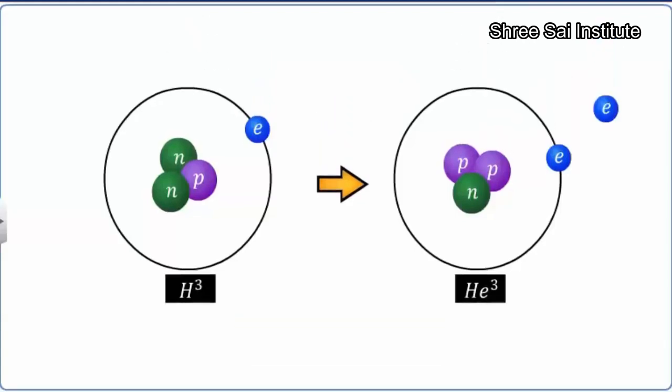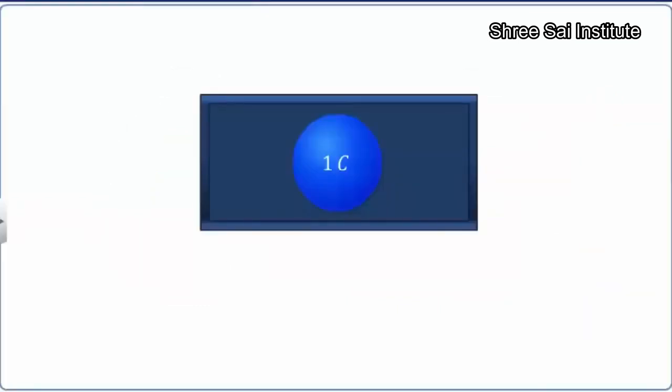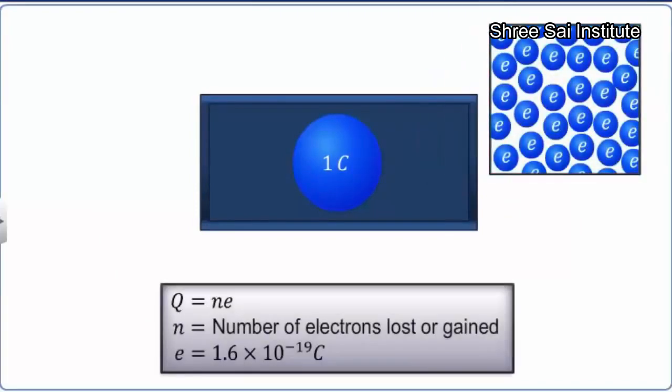In an atom, when we refer to the charge on a proton, its value is positive and is referred to as plus e, whereas the value of e for a charge on an electron is negative and is referred to as minus e. Thus, the charge on an object, Q, is equal to the product of the number of electrons gained or lost by it, n, and the basic unit of charge, e.